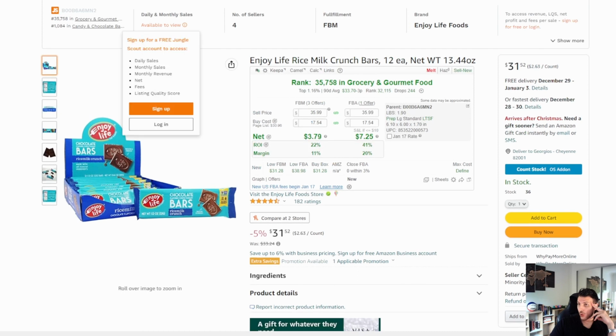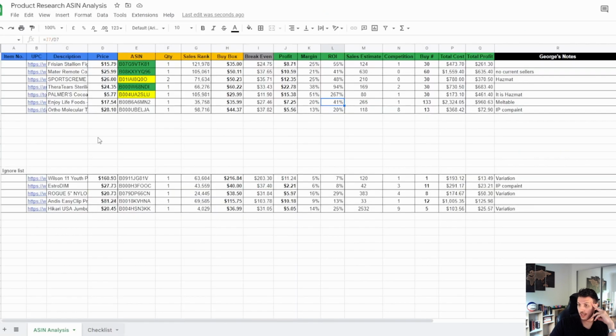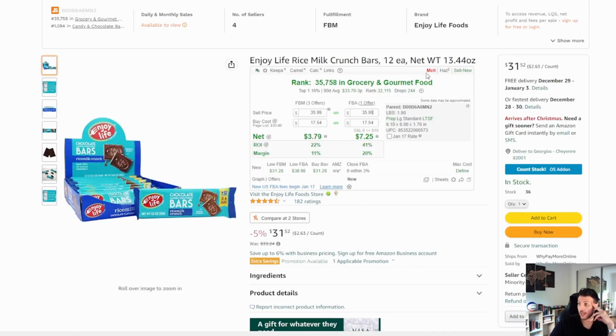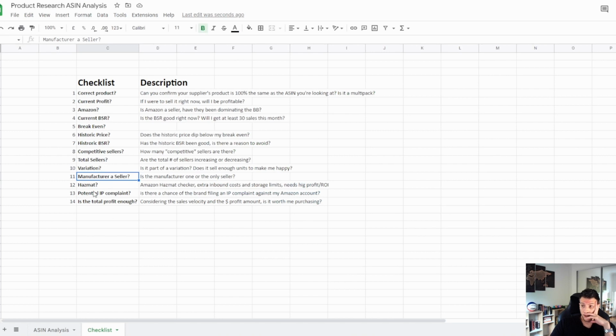Now, what else do we have on the checklist? We have manufacturer being a seller. No. Hazmat. No, but it is a meltable. So you could definitely have to consider that during the summer months. Now it's winter in the US, so there's no issue there. IP complaints, nothing popped up.